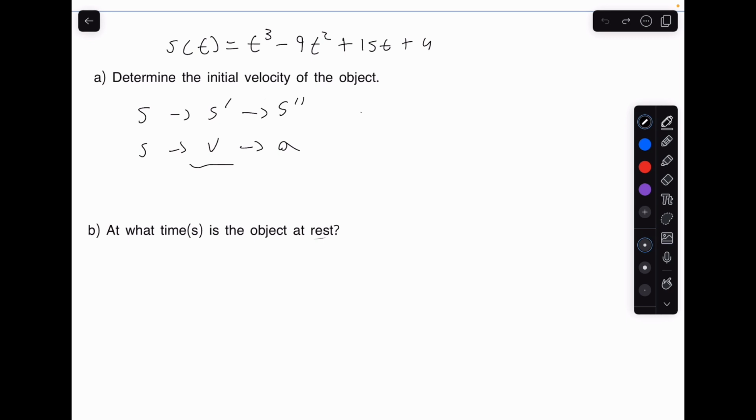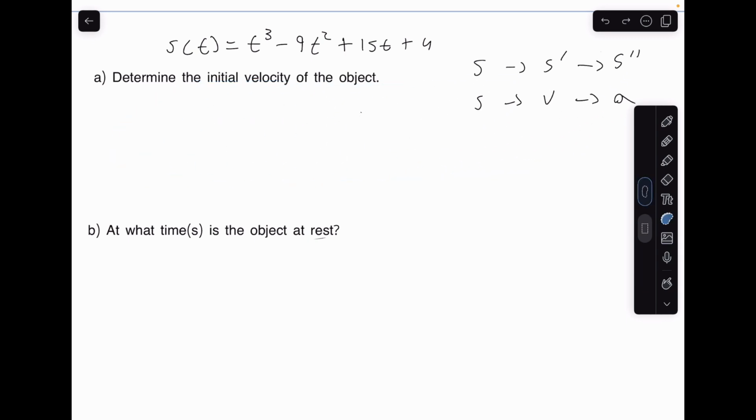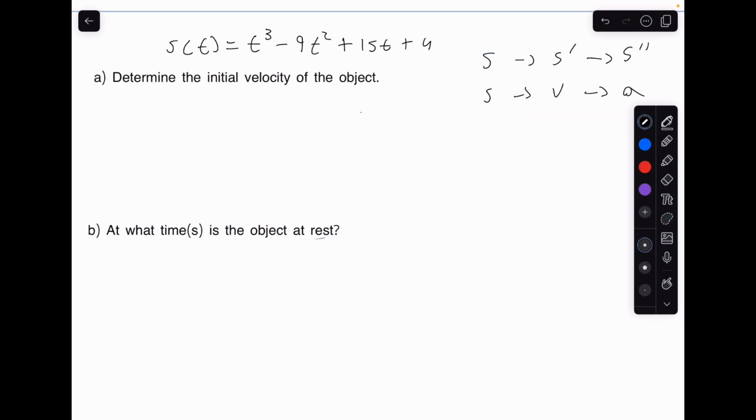And if you take the derivative of that function, you get acceleration. So if I asked you to get velocity and acceleration from S of t, all you would do is take the derivative of S of t and then take the derivative of that result. Really easy. Just keep taking derivatives. So let's put this in the corner and solve the problem. So A says determine the initial velocity.